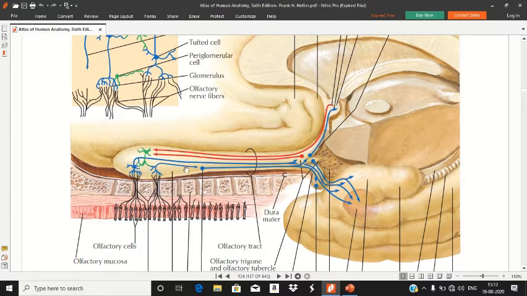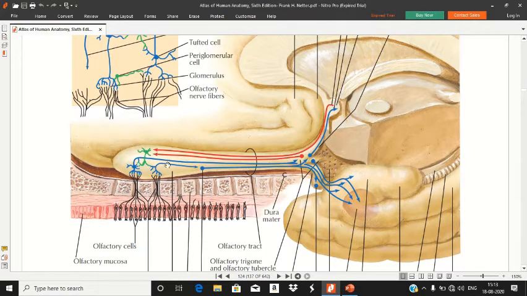Each bulb is an ovoid mass of gray matter situated on the orbital surface of the frontal lobe at the rostral end of the olfactory sulcus. The olfactory nerves reach the undersurface of the bulb, which is continuous behind with the olfactory tract. This is the olfactory tract, and the anterior one is called the olfactory bulb.